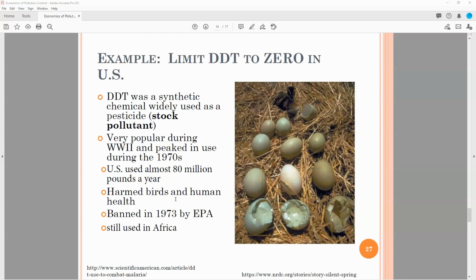It was widely used as a pesticide, and it is also a kind of stock pollutant because the environment itself cannot absorb it. It was very popular during the 1970s. The U.S. used almost 18 million pounds per year. It harmed human health, harmed animals like birds, and also our ecosystem. So the U.S. government banned it in 1973 through the EPA, but it is still used in Africa.